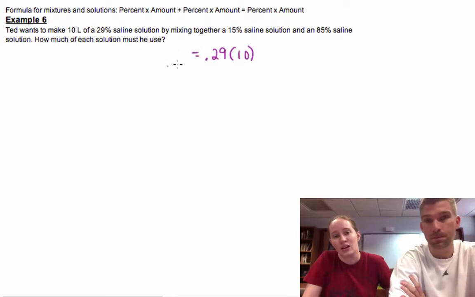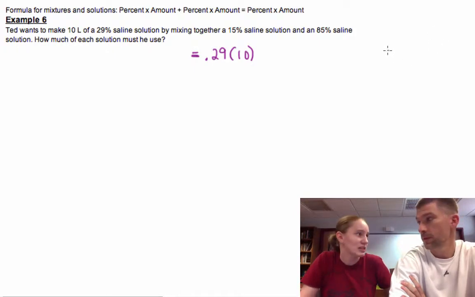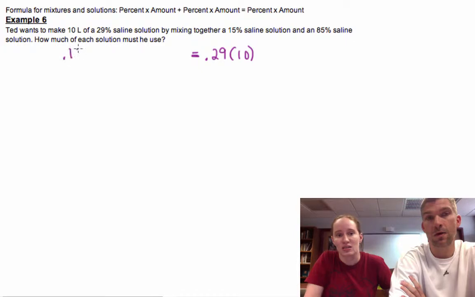Now, we don't know either of these two amounts, but we do know that they have to add up to be 10. So one of the amounts we could call x, and the other amount we could call 10 minus x. And it doesn't matter which one's which. Either way, we'll end up being able to figure out both of them.